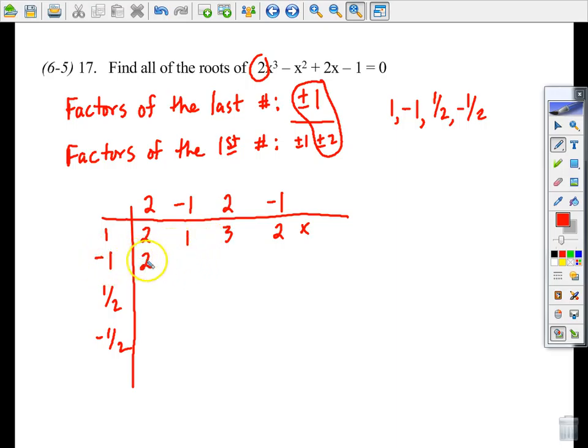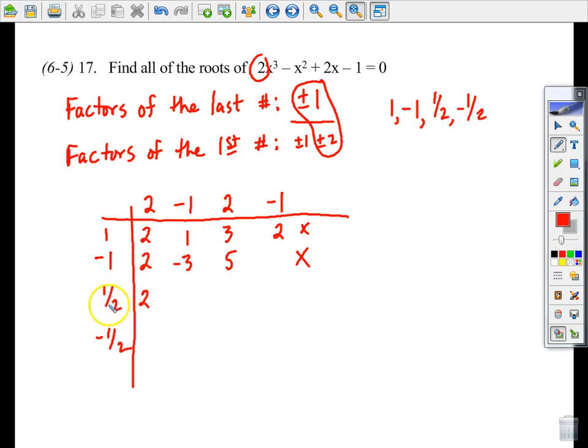And we'll test -1. 2 times -1 is -2. -2 plus -1 is -3. Positive 3 when I multiply, plus 2 is 5. And I can see right now, -5 plus -1 is not 0, so I'm just going to keep searching. I'm going to try the next number.